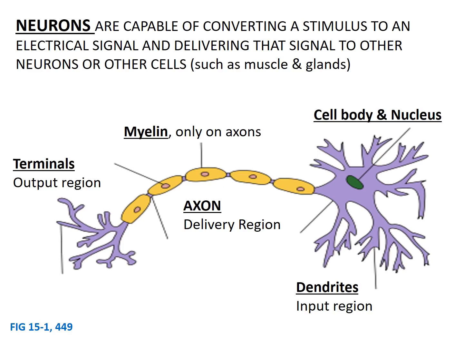All right, we're going to get off strokes and come back, and once again, let's look at this neuron. We have an input region, a delivery region, which is the axon, and then that axon is sending that electrical message to the output region. Myelin is wrapping around the axon, and myelin is enhancing the efficiency and the speed of the delivery of that electrical message. We call that electrical message the action potential.